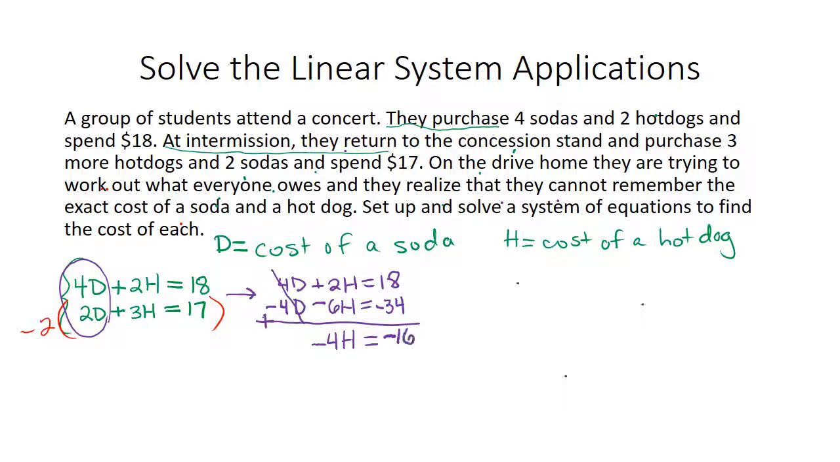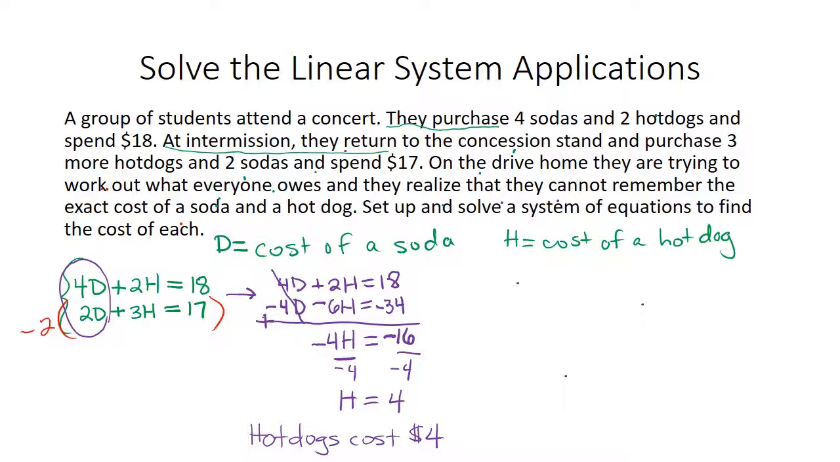All right. And so dividing both sides by -4, we've got H equals 4. And if you remember that H is the cost of a hot dog, that means that we now know the cost of our hot dog. So hot dogs cost looks like $4.